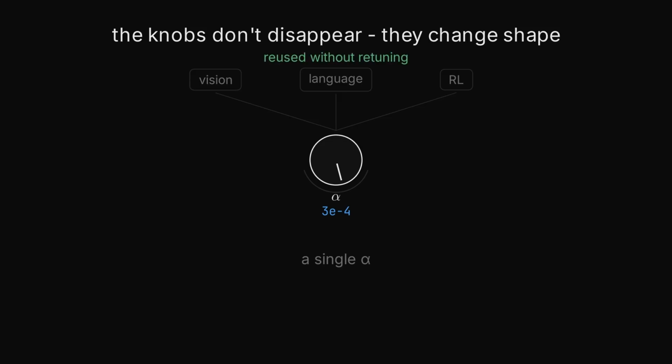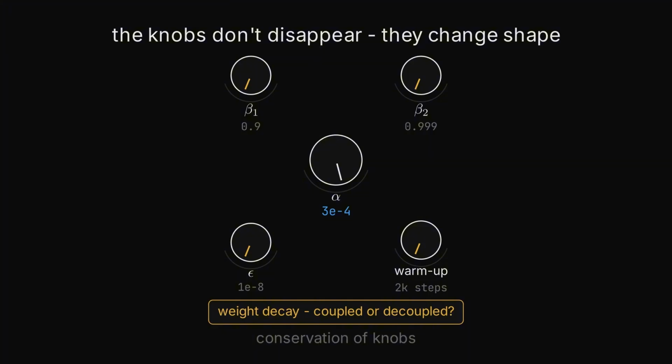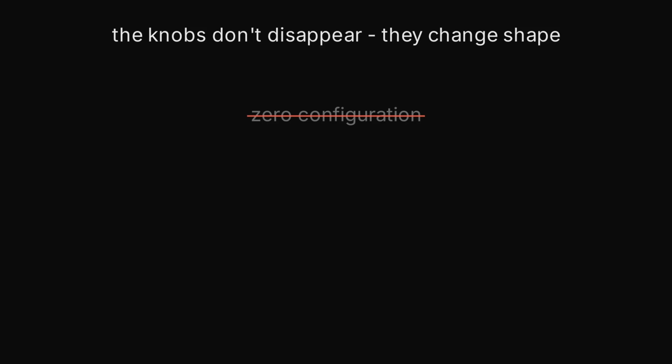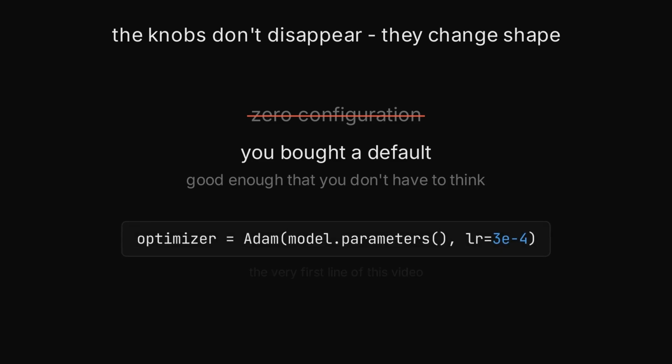The knobs don't disappear. They change shape. Adam doesn't remove alpha. It's still right there in learning rate equals 3e-4. What it buys you is a single alpha robust enough to reuse across problems without retuning. The price. It spawns beta 1, beta 2, epsilon, warm-up, and the question of how to attach weight decay. You didn't buy zero configuration. You bought a default good enough that you don't have to think. That 3e-4 from the very first line of this video is the limitation, wearing a friendly face.